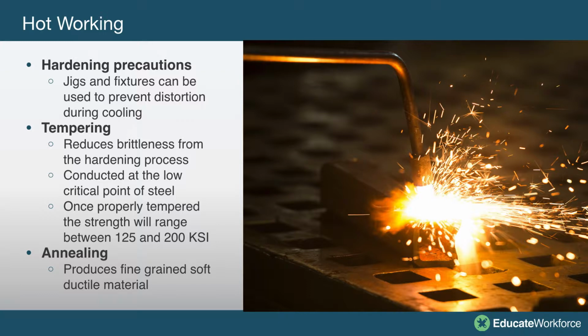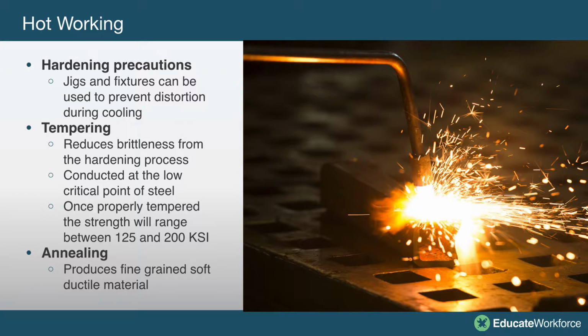You may need to put your part in a jig or a fixture to prevent it from distorting during the cooling process. The tempering process we talked about earlier is going to reduce the brittleness from the internal hardening process. It's conducted at a temperature below the critical point of the steel. You bring it up to a specific temperature. Again, we'll soak it at that temperature. You don't bring it above the critical, but you hold it at a specific temperature for a specific period of time. Once properly tempered, the strength will range between 125 and 200 KSI, or 200,000 PSI.